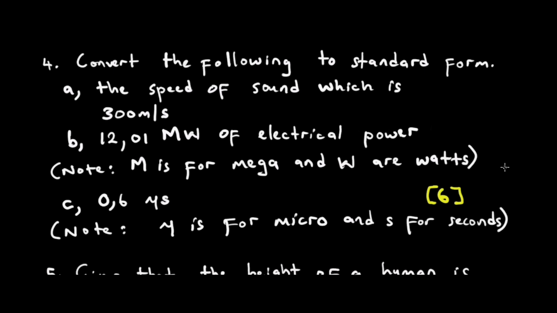Number 4 iri kuti convert the following to standard form. A. The speed of sound, which is 300 meters per second. B. 12.01 megawatts of electric power. Note with M, it's for mega, and W, these are watts. Watts, they are just units of electrical power. Then C iri kuti 0.6 microseconds. Note a sign ako is for micro and S for seconds. Then take note kuti akondoke micro, a M kadiki kanoreva kuti milli.